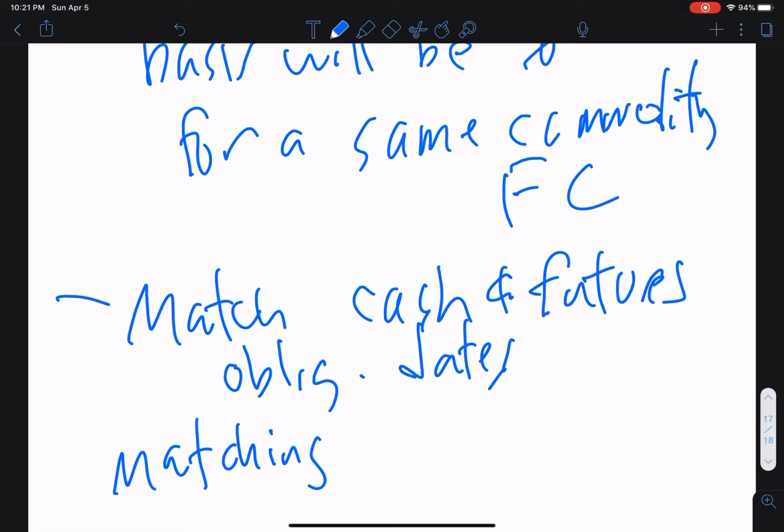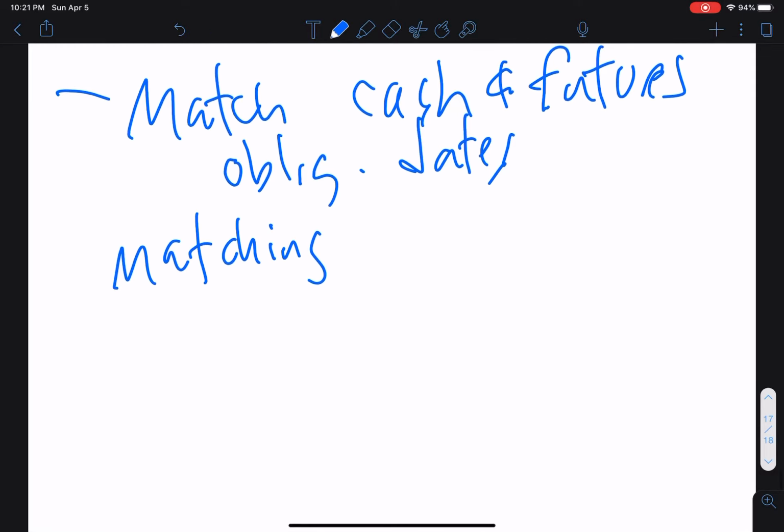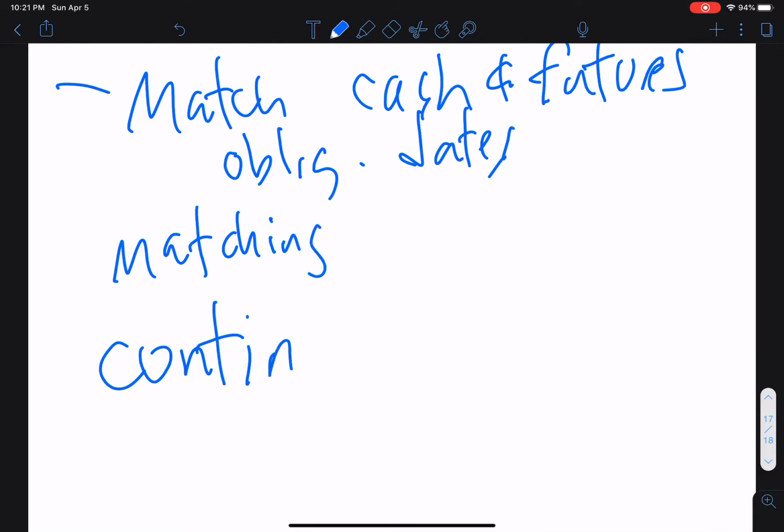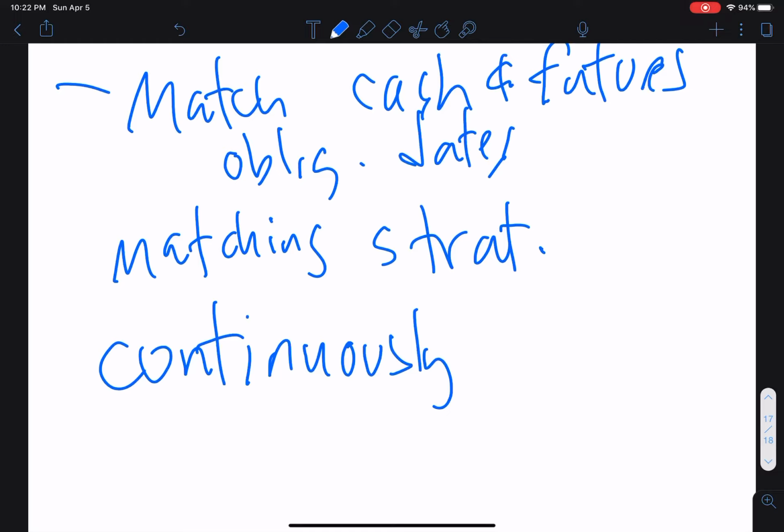However, if there's uncertainty about when the hedger will have to perform his cash obligation, then he won't be able to use a matching strategy. Rather, that hedger will have to hedge continuously. And so matching strategies, great if they fit. Otherwise, hedge continuously. We're going to talk about how that happens. So it's kind of one or two here to think about.